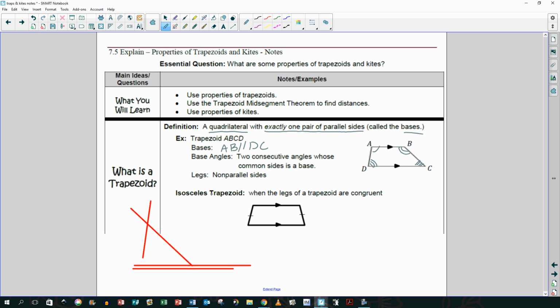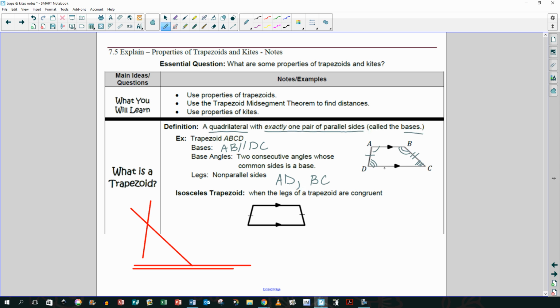So now, your legs are the non-parallel sides. So like AD is a leg, and then BC is a leg. They're not necessarily congruent to each other. Okay? This is just your everyday, ordinary, run-of-the-mill quadrilateral. That's a trapezoid. Okay? One pair of parallel sides, and then you have the legs that are non-parallel.